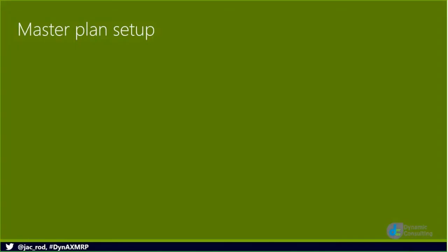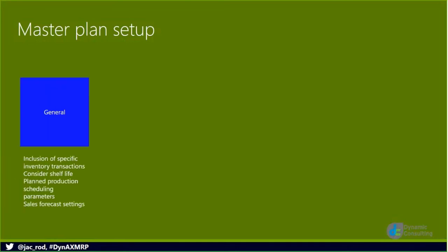Like I said, the plans are a set of parameters and other settings that affect how master planning behaves. So on the plan, you can set up a number of different things. First of all, you can include what types of inventory transactions are looked at when master planning calculates. Like I said, you can include sales quotes or no sales quotes. You can include forecast or not.